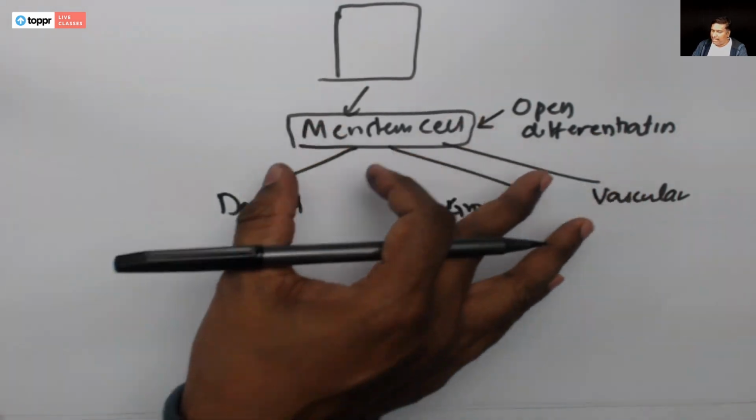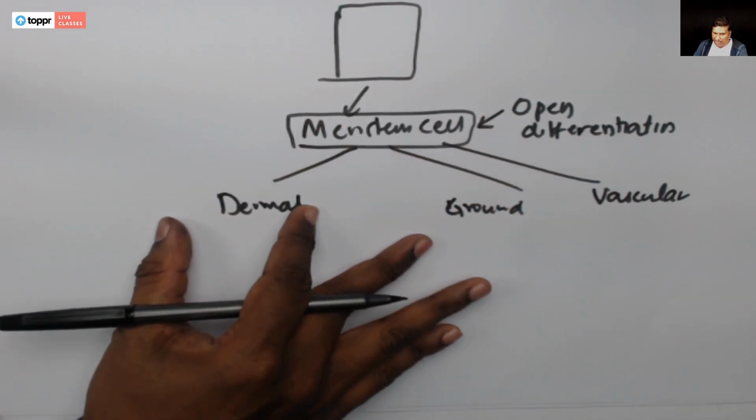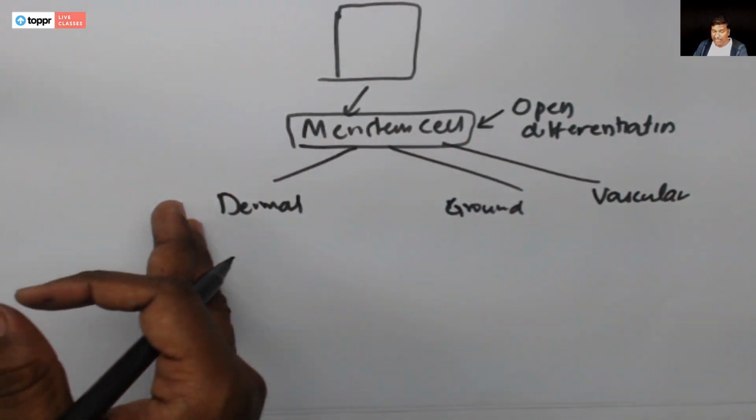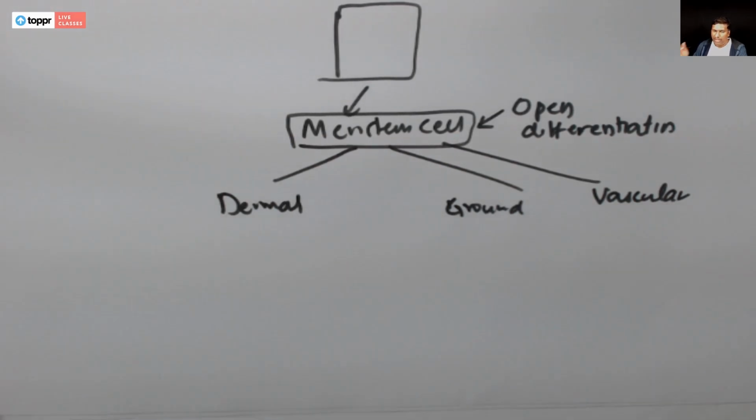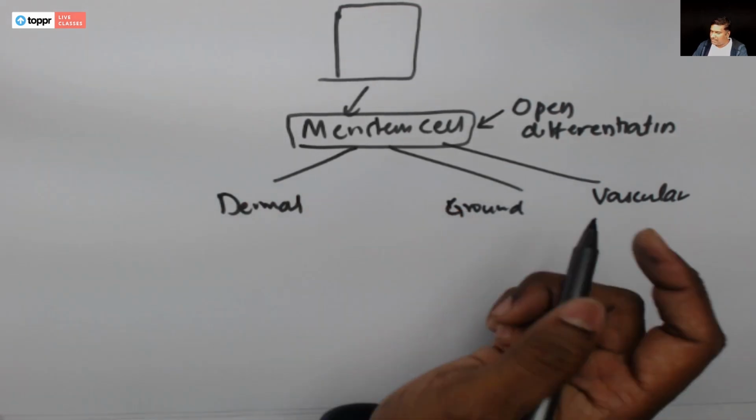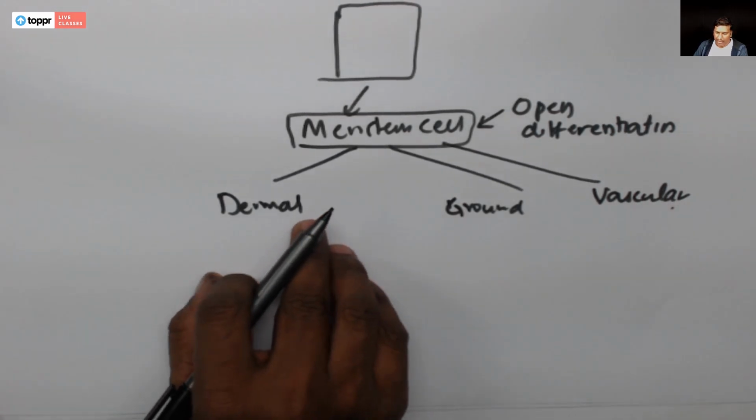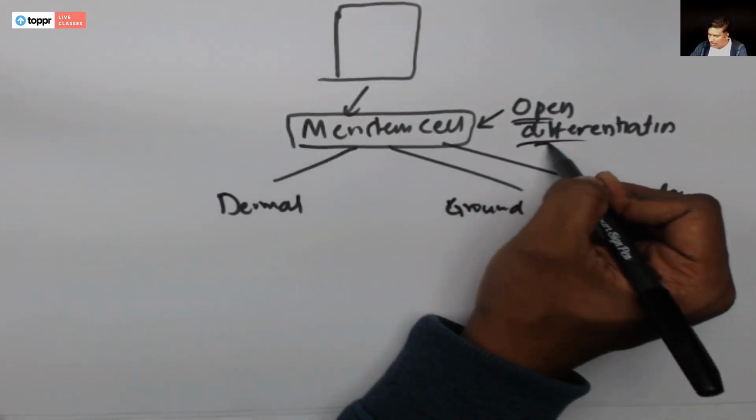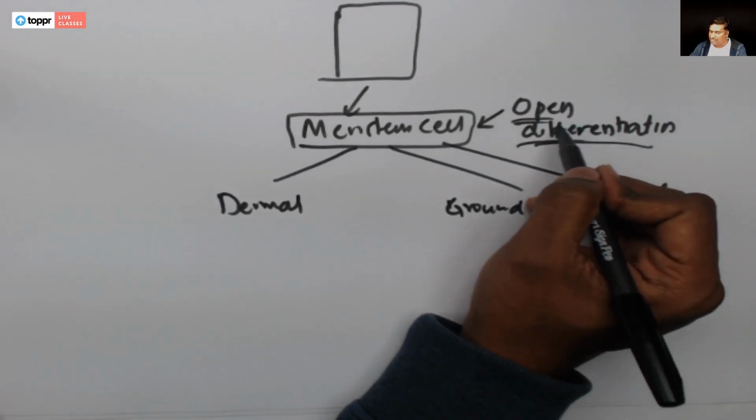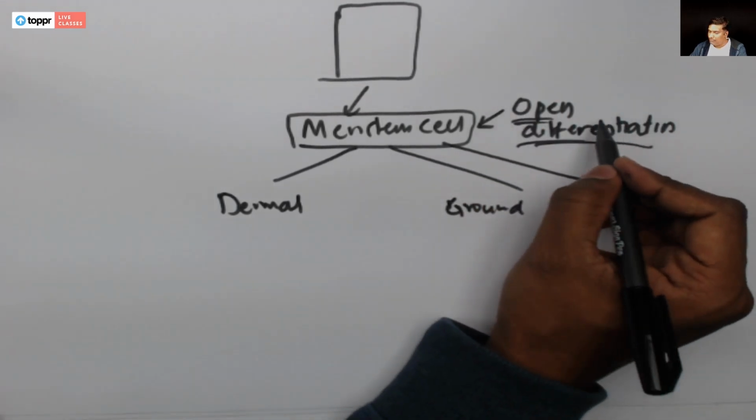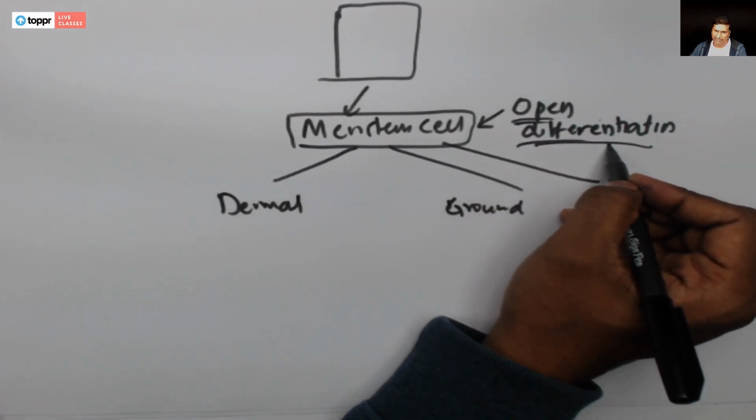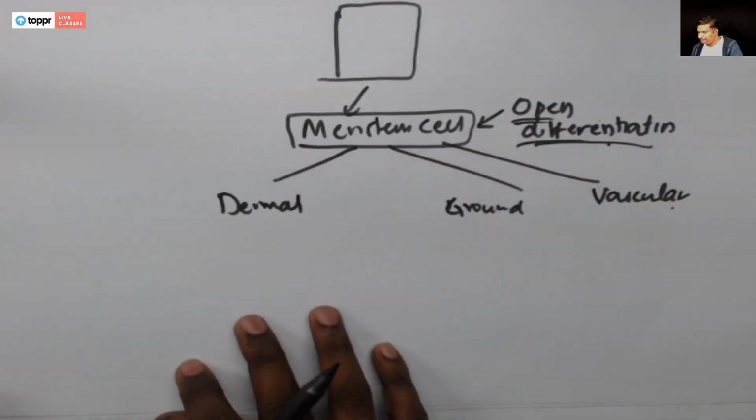That is, it can go and form dermal tissue. In the dermal tissue it can form a guard cell, a trichome, anything. In the ground tissue it can form a parenchymal cell, a sclerenchymal cell, or collenchymal cells, and in the vascular tissue it can form the xylem or the phloem. So it is open for every option. That's the reason why in plants we see open differentiation.